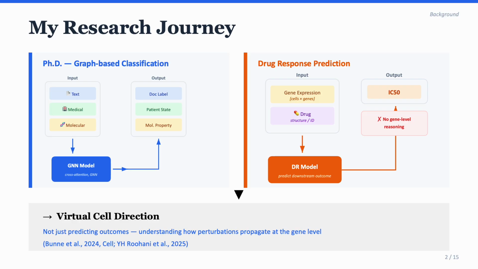But the thing is that we have no idea about the reason why the model predicts the right IC50. So I started questioning this black box. For example, when we knock out a gene or treat the cell with a certain drug, how does the perturbation propagate at the gene level in the cell?